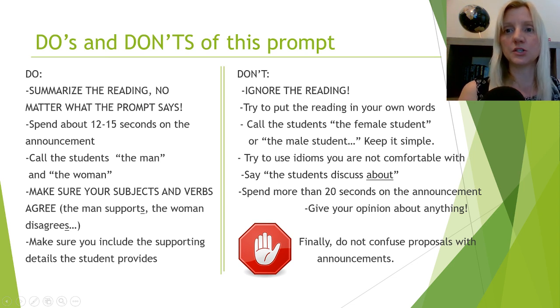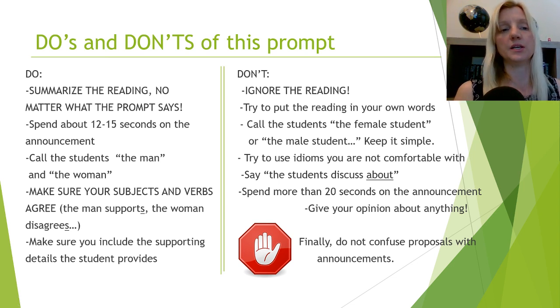Let's talk about some do's and don'ts of this prompt. One thing you want to do is summarize the reading no matter what the prompt says. This is very important. Sometimes the prompt just says, the woman gives her opinion about the announcement, explain her opinion. And it doesn't ask you about the announcement. But they show it to you for 45 to 50 seconds. So obviously, they want you to summarize it. I do not know why the ETS does not make the prompts the same every time you take this question, but they don't. Sometimes they ask you to summarize the announcement, sometimes they don't.